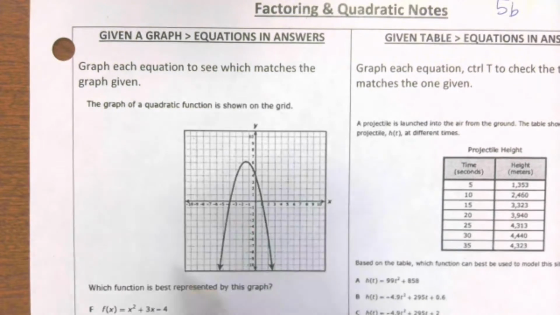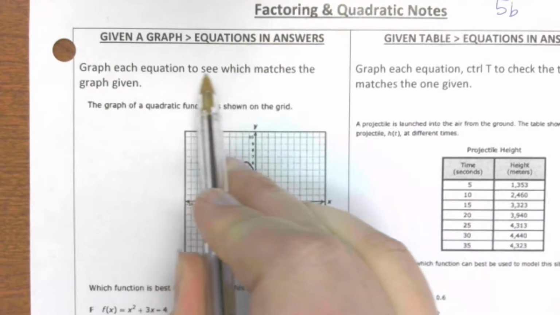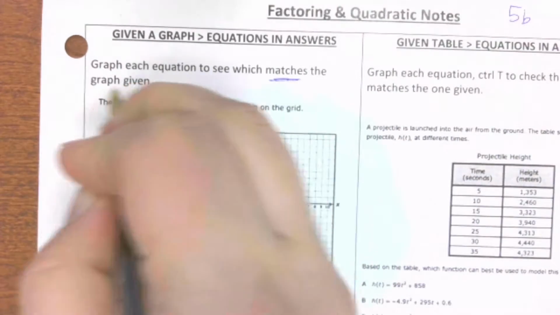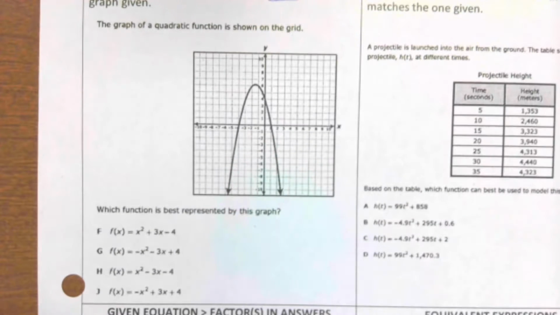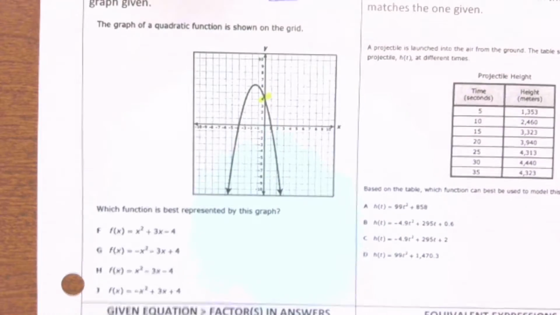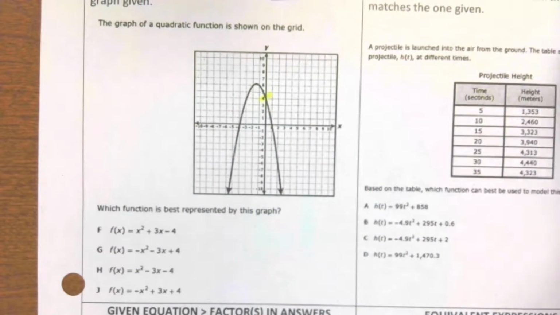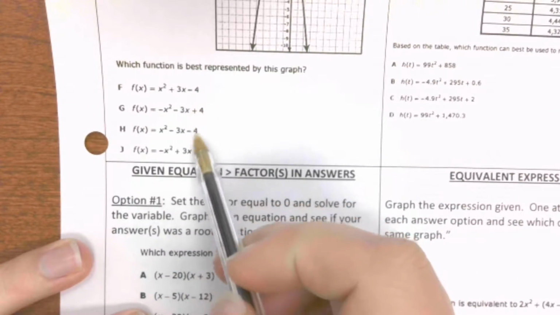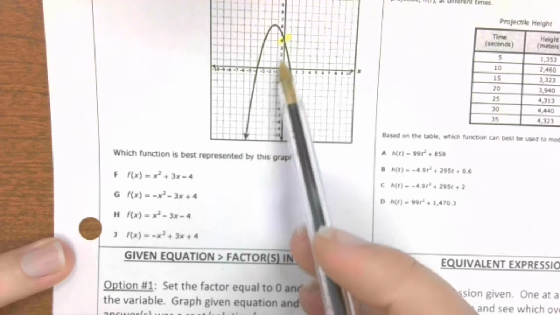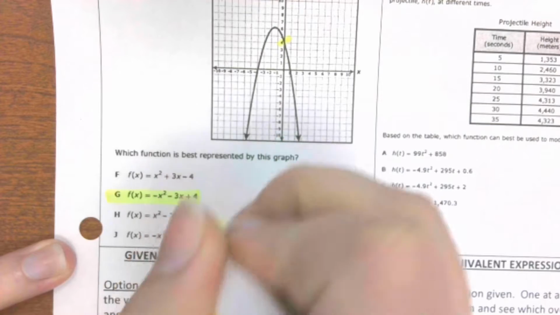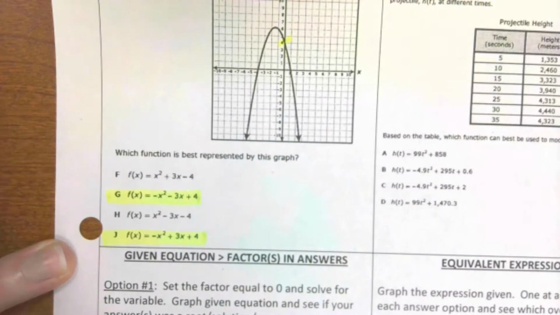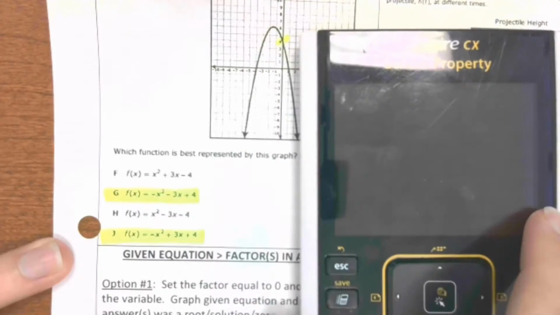First thing we need to do is read the question. Graph each equation to see which one matches the graph given. Now that's fine, we can do that, but we can make it easier for ourselves too. If we look at the graph, we'll see the y-intercept is at 4. And if you remember, the y-intercept is always the number at the end. So we're looking for a positive 4 at the end. That means it has to either be G or J.